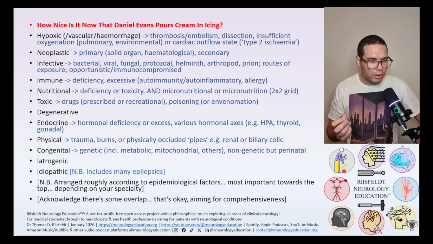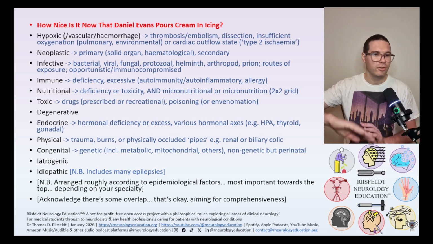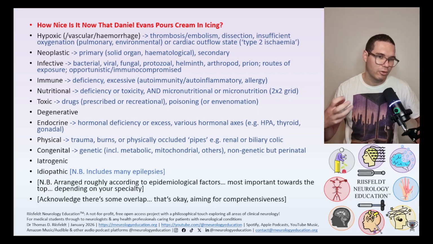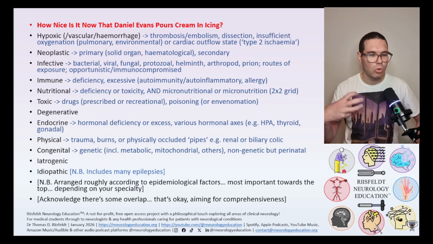Then immune, you think about this one in terms of deficiencies and excesses. So you can have an immunodeficient state, or you can have various forms of excessive immune state. So you can have autoimmune conditions or autoinflammatory conditions, and also allergy.